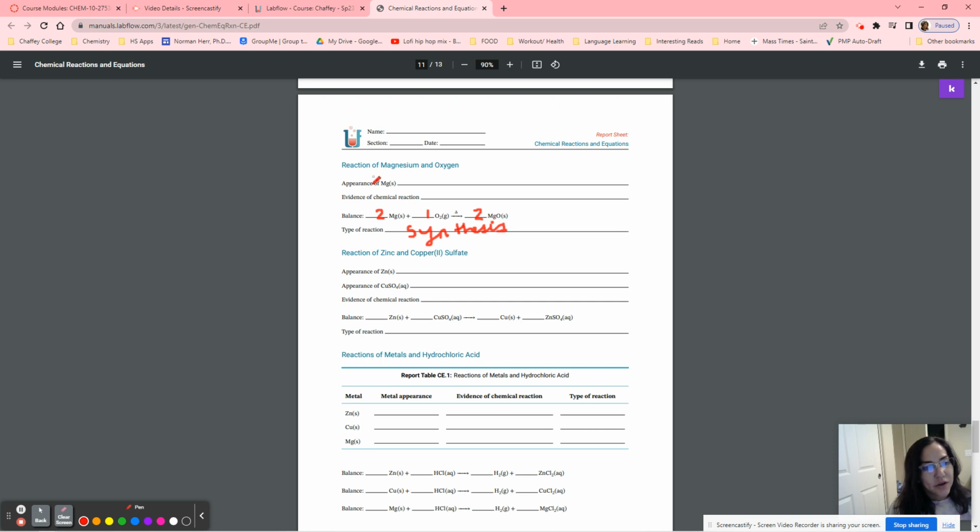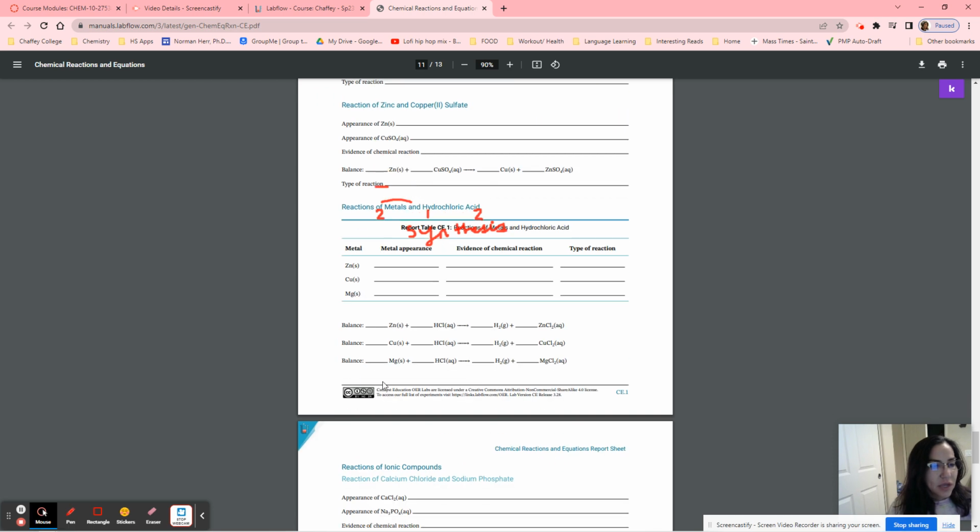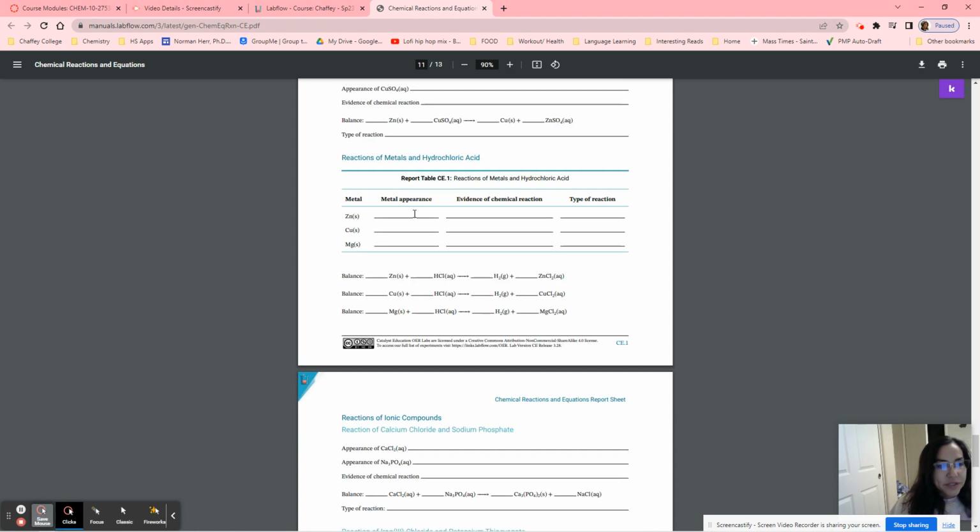Okay. And then here is, what did you see? Did it produce gas? Did it light on fire? What happened, right? So be very descriptive of the appearance of magnesium and what occurred. Okay. Same thing for the rest of those. Now let's go into this little table here. Okay. So the appearance of it, same thing. Evidence of a chemical change, same thing. Type of reaction, write it down. Okay, what reaction? Was it single, double, synthesis? Whatever occurred, you write it down.